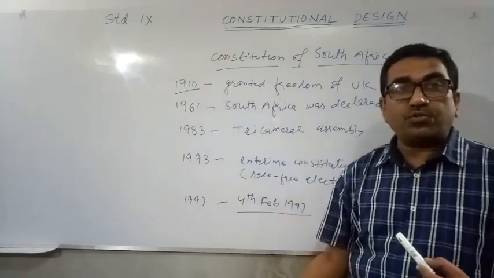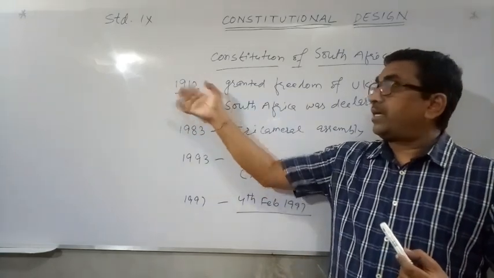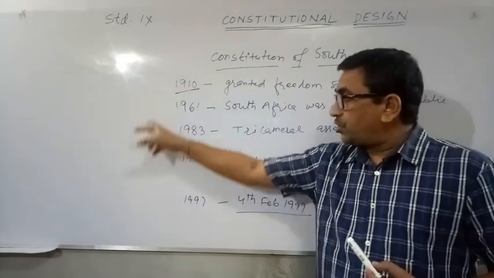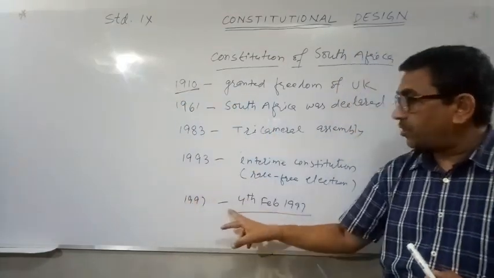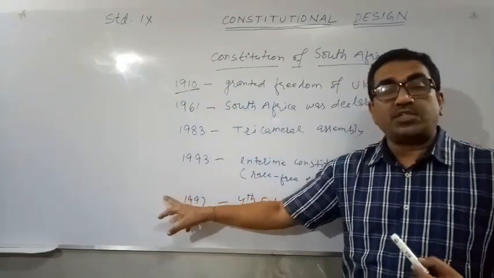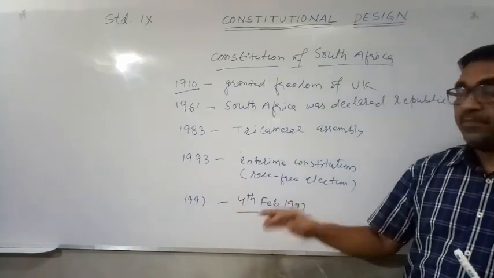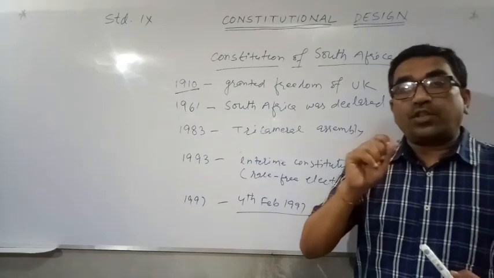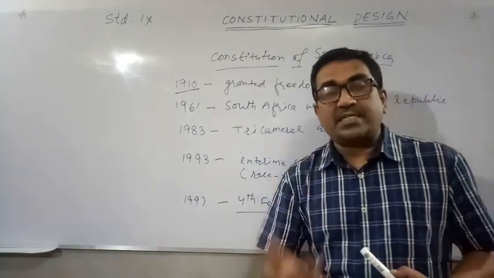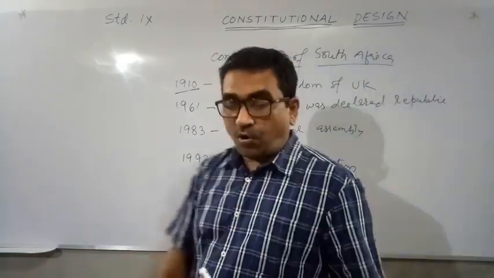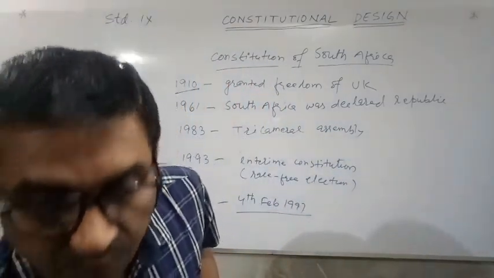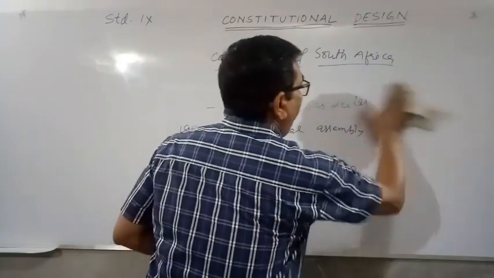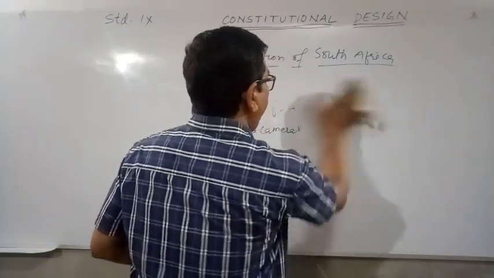Among these 5 constitutions, we have taken from the one of 1910. We are not bothering about these constitutions. We are going to discuss the newly formed constitution of South Africa, which came into force on 4th February 1997. This formation did not come easily; it had some pressures from the outside also.